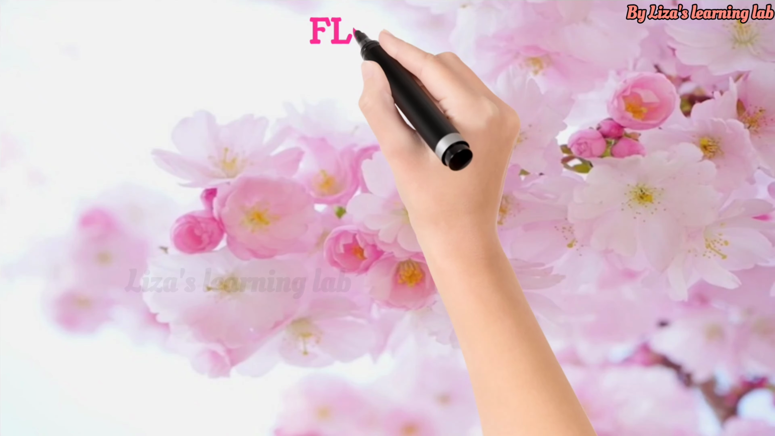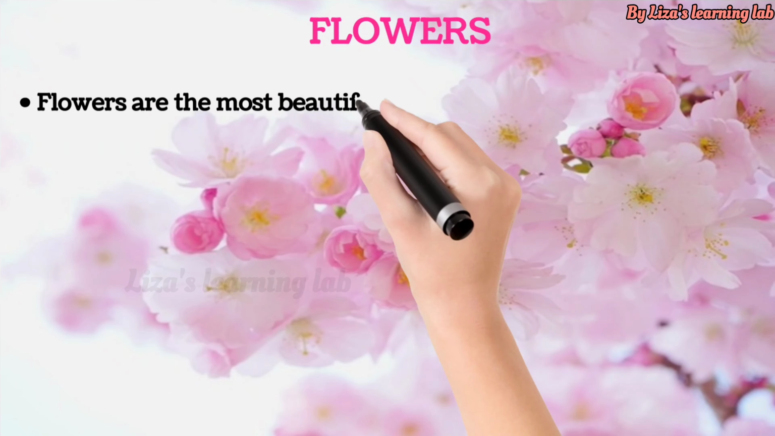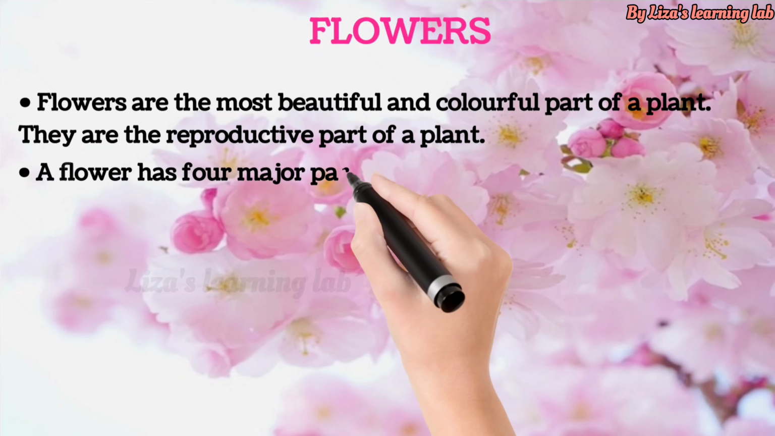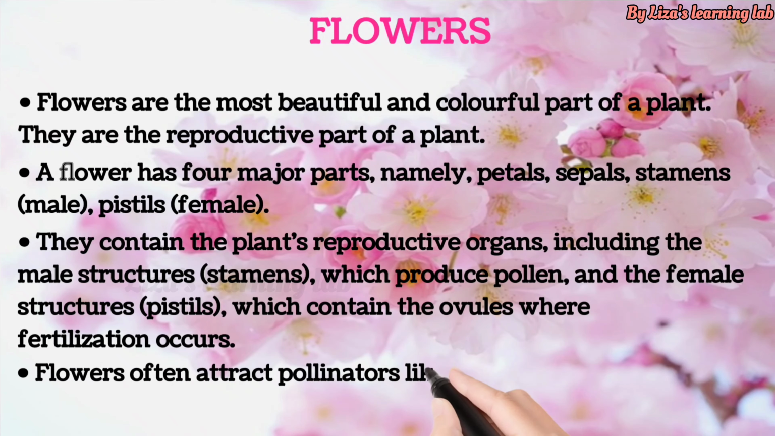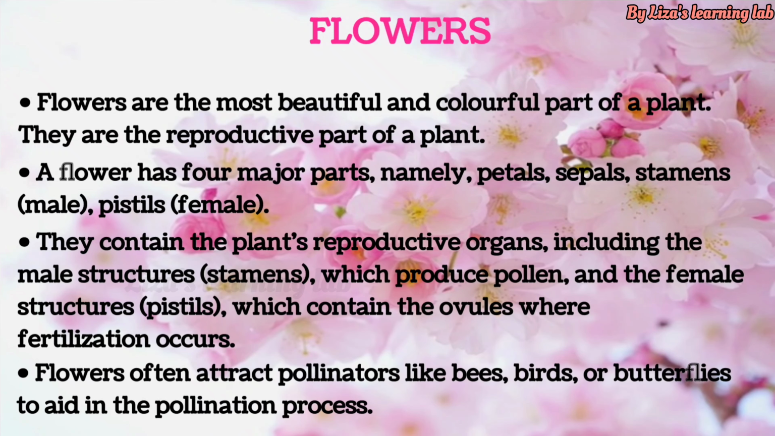Flowers. Flowers are the most beautiful and colorful part of a plant. They are the reproductive part of a plant. A flower has four major parts, namely petals, sepals, stamens (male) and pistils (female). They contain the plant's reproductive organs, including the male structures, stamens, which produce pollen, and the female structures, pistils, which contain the ovules where fertilization occurs. Flowers often attract pollinators like bees, birds or butterflies to aid in the pollination process.